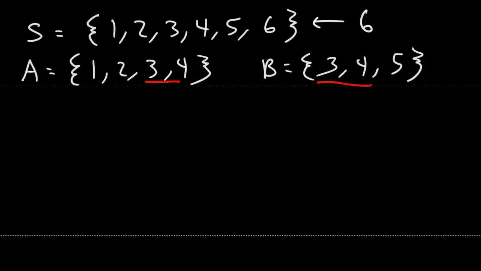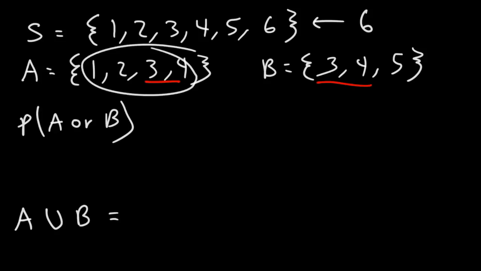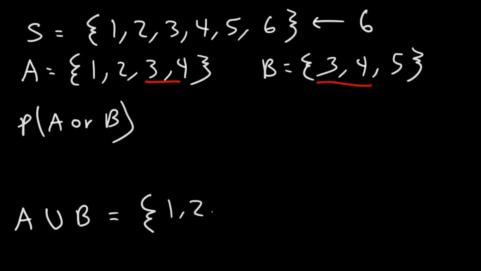Now, what about the probability of event A or event B occurring? What's the answer to that question? Let's write the sample space of A or B. So this is going to be the union of these two events. So basically, it's going to be all these numbers combined. Event A occurs anytime we get a 1, 2, 3, or 4. B occurs if we get a 3, 4, or 5. So this will include everything except 6.